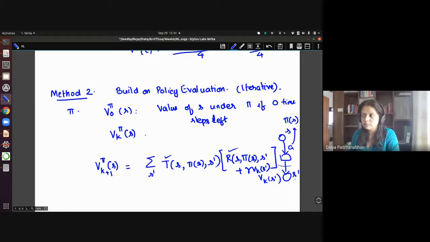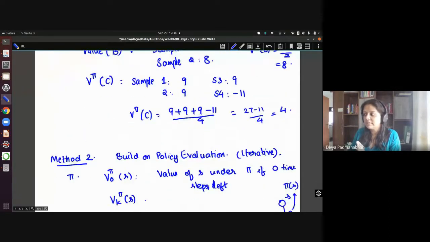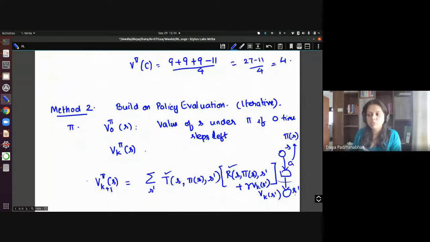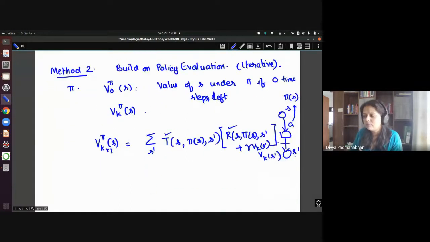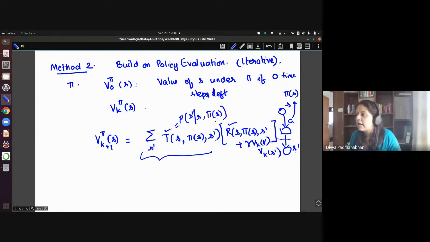Now you don't know this, but all you're seeing is some samples. You are going to see some samples of this reward. With that, can you just compute vk plus 1? One thing I already mentioned yesterday, but just so that it's clear, this is actually an expectation. This is the probability of being in S dash, given you started off at S and took an action pi S, and this is some actual value that you're going to get.